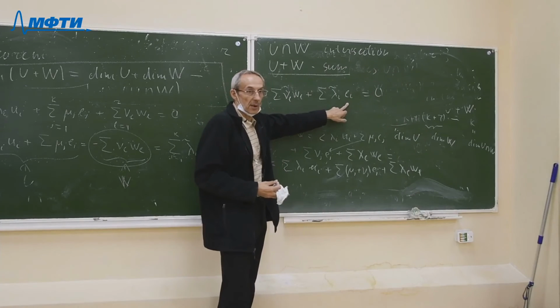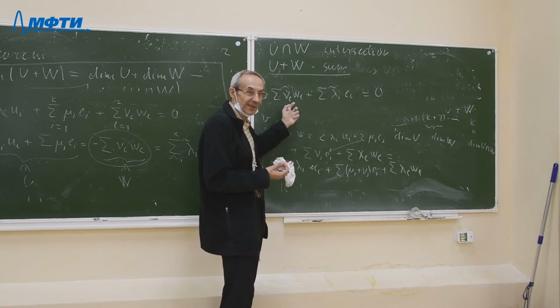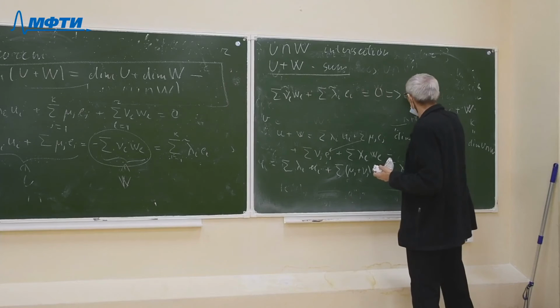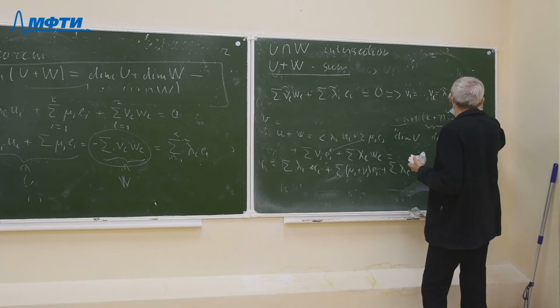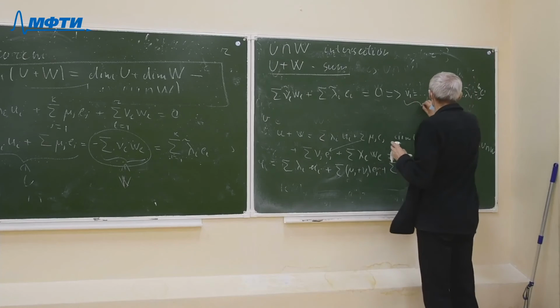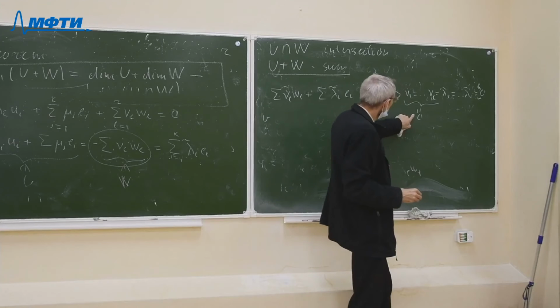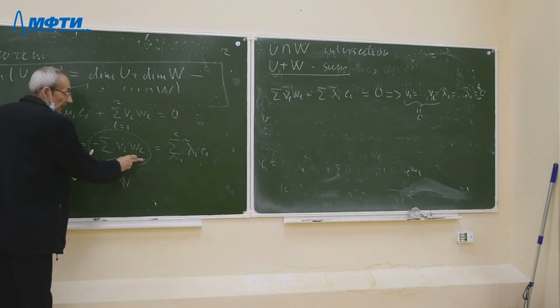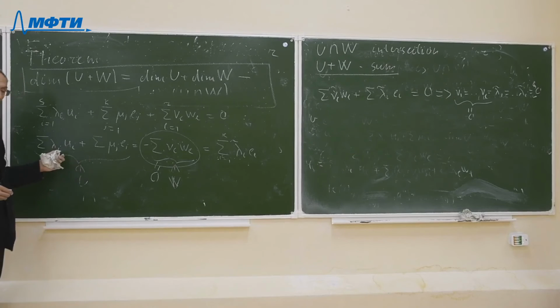But these vectors form the basis in W. And it follows that these vectors are linearly independent. And by definition, it follows that all coefficients are equal to 0. For us, it is enough that all l coefficients are equal to 0. It means that this expression is 0, and the left side also equals 0. The right and left hand sides are equal to 0.